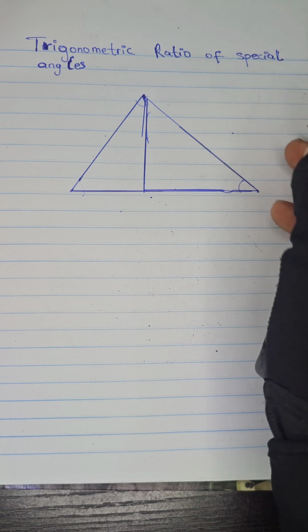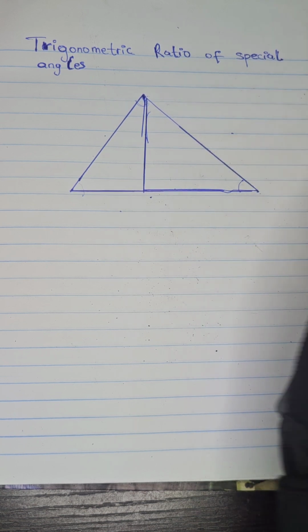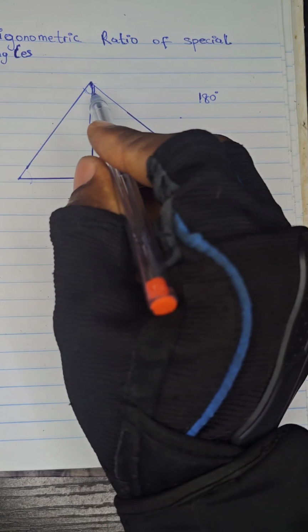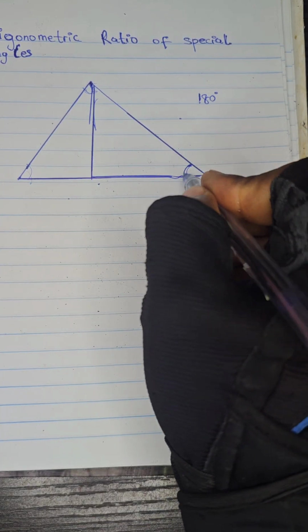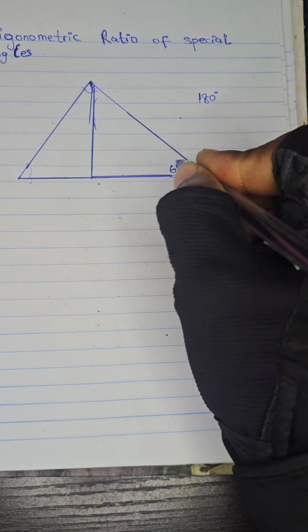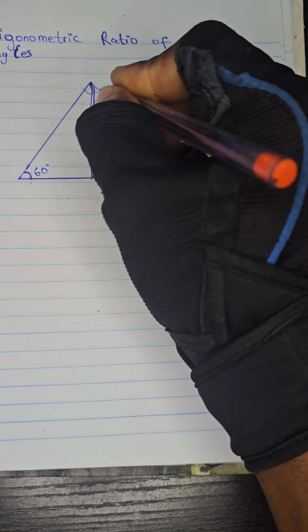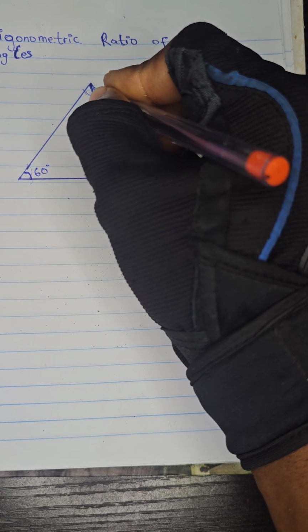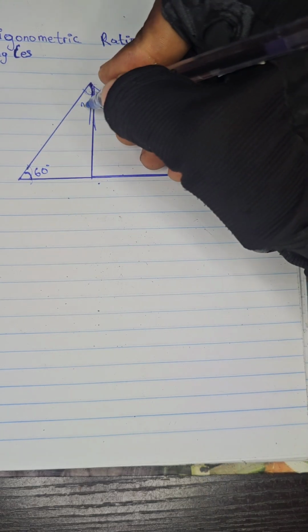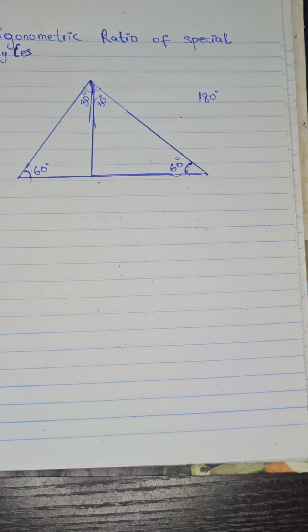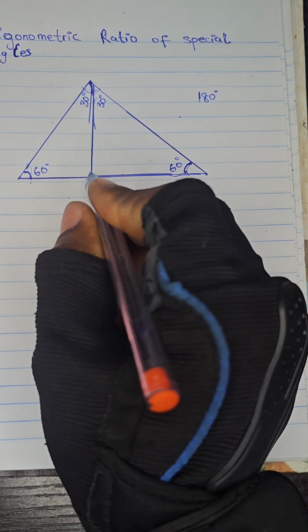So we all know that the total angle of a triangle is 180 degrees. So if all angles are equal, they have three angles. So it means that here is 60 degrees, here too is 60 degrees, and this one is 60 degrees. But because I divided it equally, I'll give here 30 degrees and here 30 degrees, so it will be equal to 60 degrees.